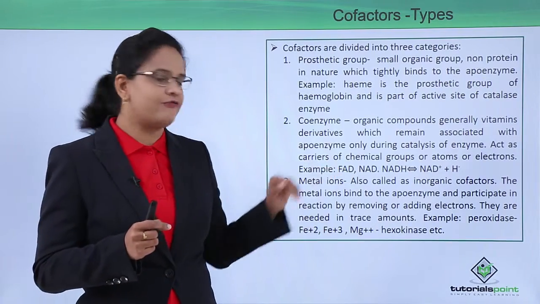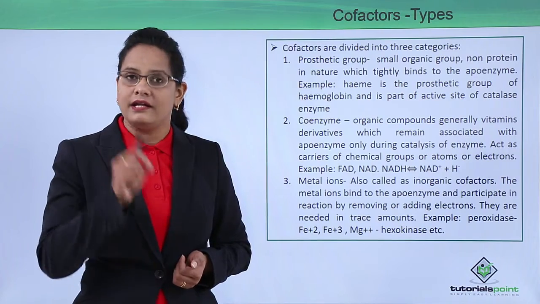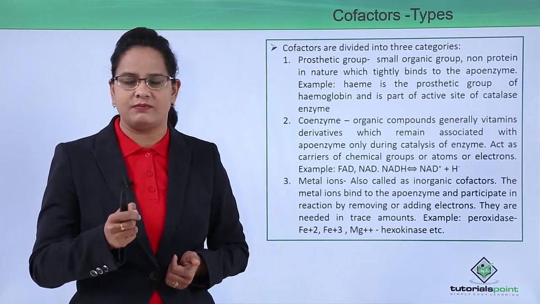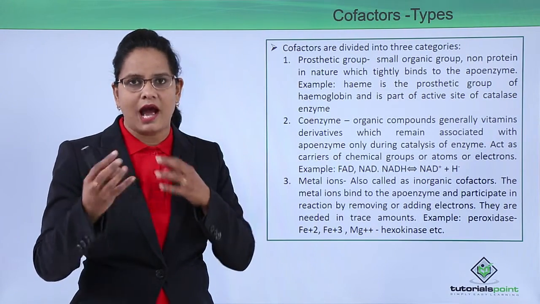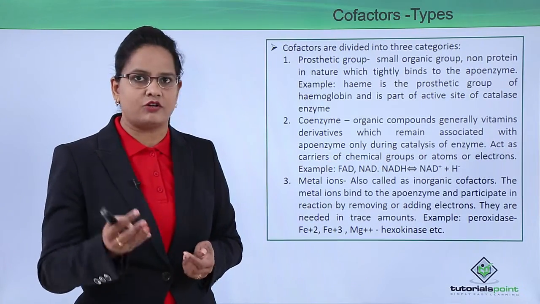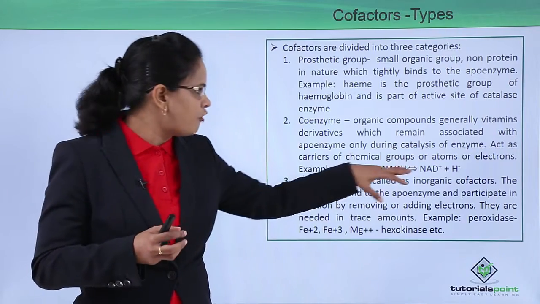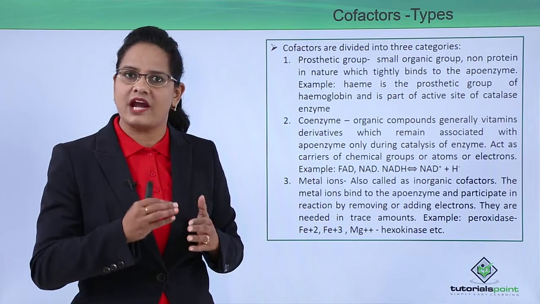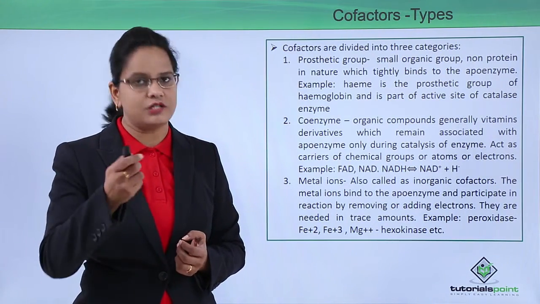Examples are FAD, flavin adenine dinucleotide, and NAD, nicotinamide adenine dinucleotide, also coenzyme A and some other vitamin derivatives. Now, what they actually do is they simply transfer hydrogen ions, right? A group or atoms or even electrons. Just like here in NADH, the NADH is breaking down, forming NAD plus, transferring the hydride ion, and this is a reversible reaction. So, NADH is regained again after the reaction is over.